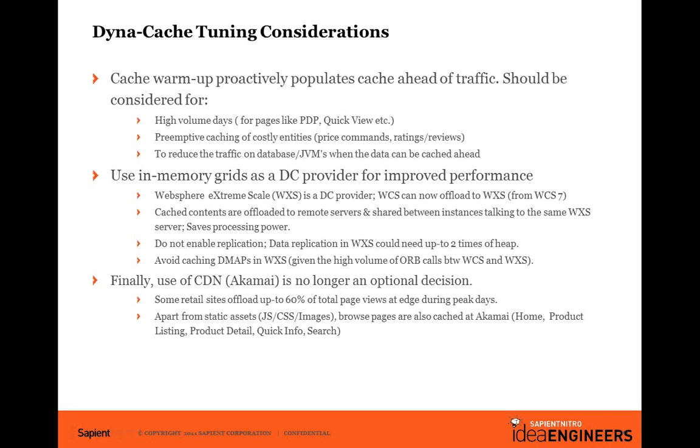Finally, when it comes to caching, use of a content delivery network is extremely important. In peak seasons, I have seen sites offload up to 60% of their total page views at just Akamai or any of these content delivery networks. So let's say there are 100,000 people hitting your website, and you have a lot of pages that are fairly static with some dynamic components in them. You could cache all of them at Akamai, so that only 400 or 1,000 make their way into your application server.